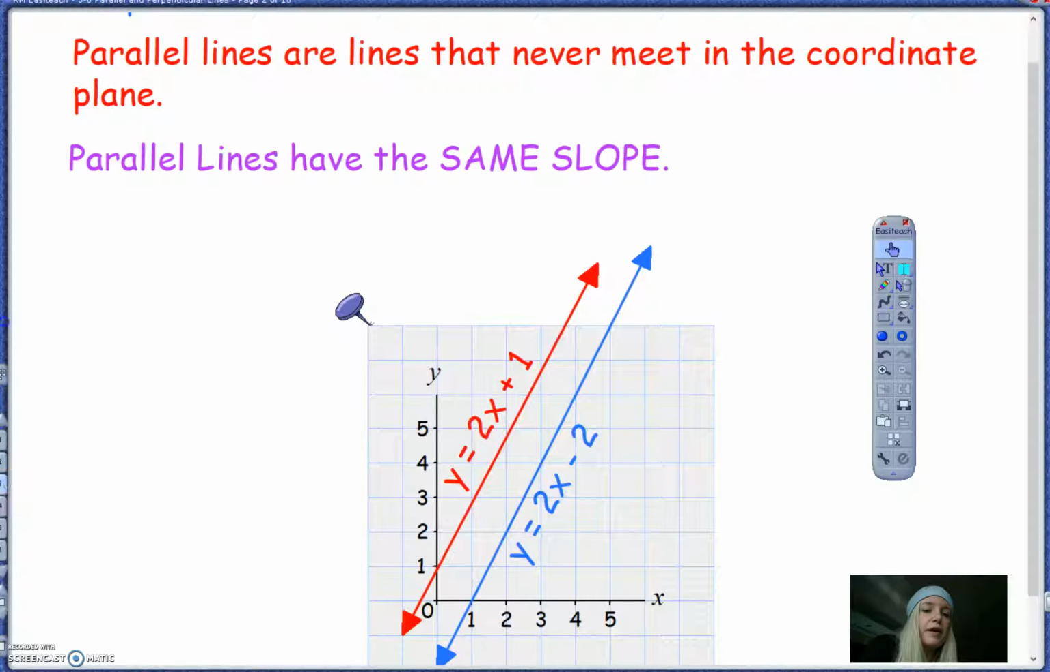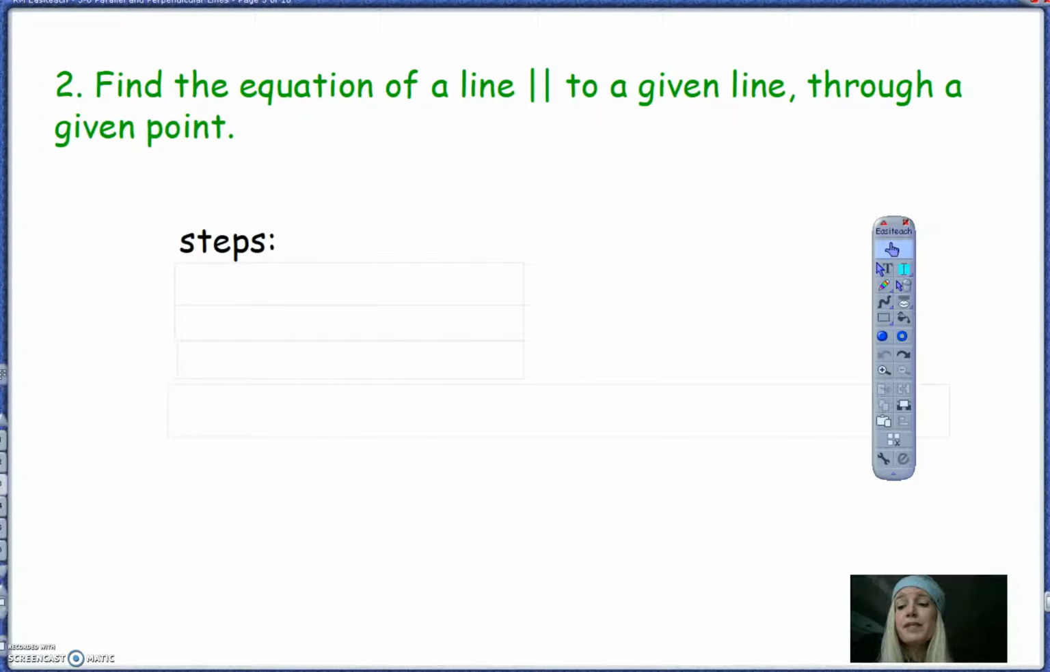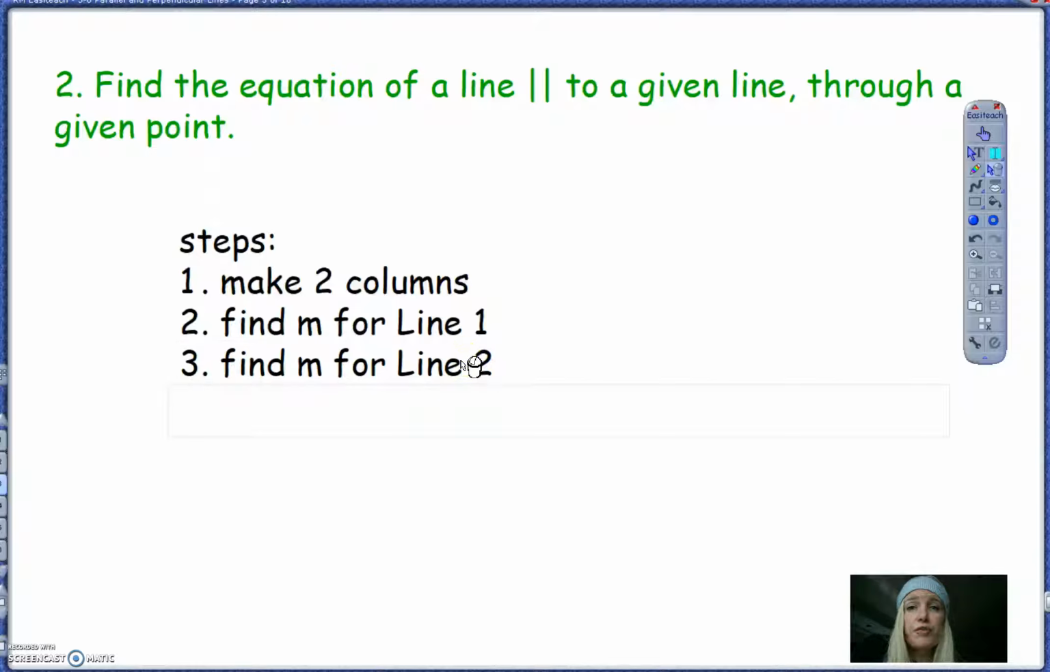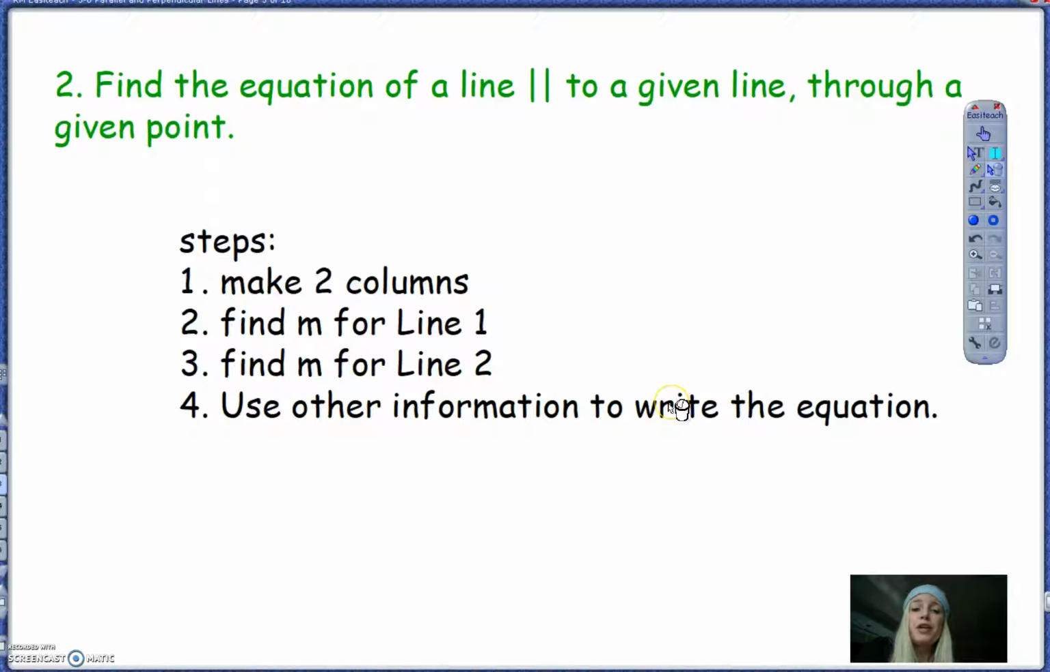All right, so let's look at some steps that we're going to do, and then we're going to do some examples. So, number 2, find the equation of a line parallel, the lines like that mean parallel, to a given line through a given point. So these are the steps you're going to take. The first thing you're going to do is you're going to make two columns, and on one side you're going to write line 1, and on the other side you're going to write line 2, and you're going to find the slope for each one of them. So the slope of line 1 and the slope of line 2. And then you're going to use the other information that's given to write the equation.